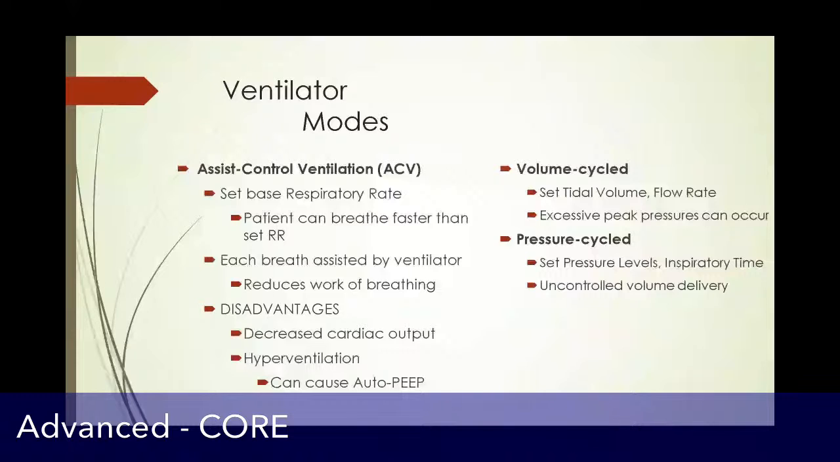Your other choice is you can choose a pressure cycled assist control ventilation. This is where you set the pressure. You don't want to go above a certain pressure to prevent lung injury. You tell it how long you want to have inspiration and expiration. So this is protective to the lungs, but you don't have a guarantee that you're going to get a tidal volume that will achieve a minute volume that will deliver the amount of oxygen that the person needs to meet their metabolic demands.